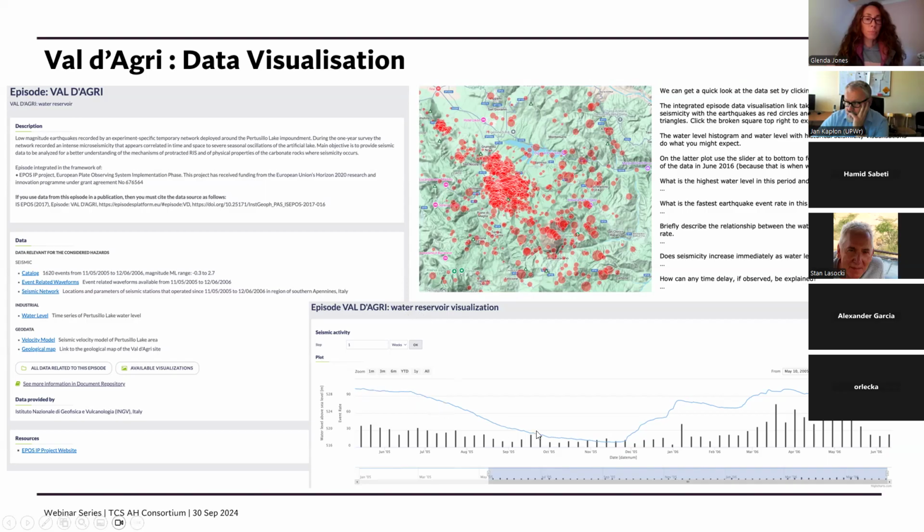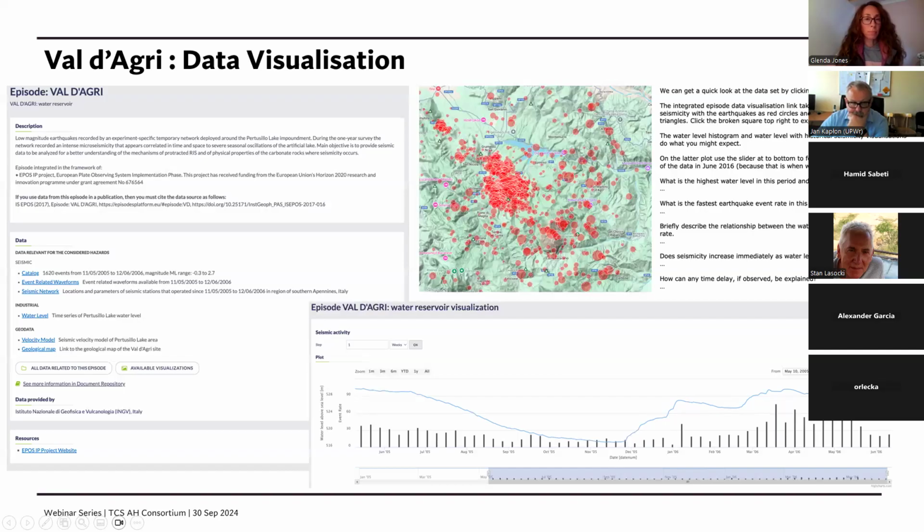So the solid blue line is the lake level, going from around 518 meters up to around 530 meters above sea level. And the bars at the bottom are the number of events in a given week. And we can start to make some visual correlations between the increase in the water level in the lake and the increase in the number of seismic events that we get.